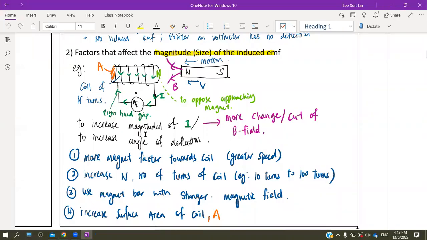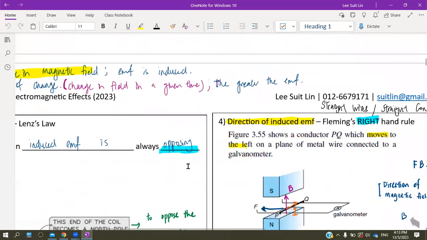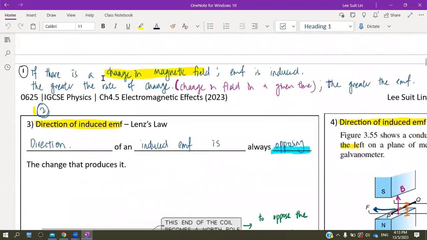Okay. So number one, if you cut the field lines, there is current. Number two, if you cut the field lines more, there is larger current. Okay, so those are the two main ideas that we have here. I've listed down already: if there is a change in magnetic field, EMF is induced. The greater the rate of change, that means there is more change in a given time, the greater the EMF. EMF is basically like the voltage of the battery. Okay, so this is the first thing that we learn. When do we have this current and when don't we have this current?